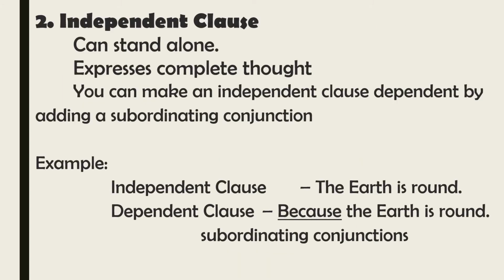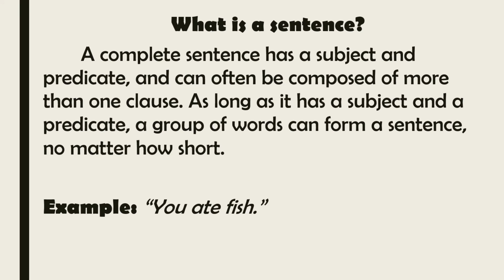The second type of clause is an independent clause. So what is the first type of clause? Very good, the dependent clause or subordinate clause. An independent clause can stand alone, unlike a dependent clause. It expresses a complete thought. You can make an independent clause dependent by adding a subordinating conjunction. Example of an independent clause: the earth is round. It expresses a complete thought. When you add the subordinating conjunction "because," it becomes "because the earth is round." It becomes a dependent clause because it doesn't stand alone; it is an answer giving the reason the earth is round. So that ends the types of clauses.